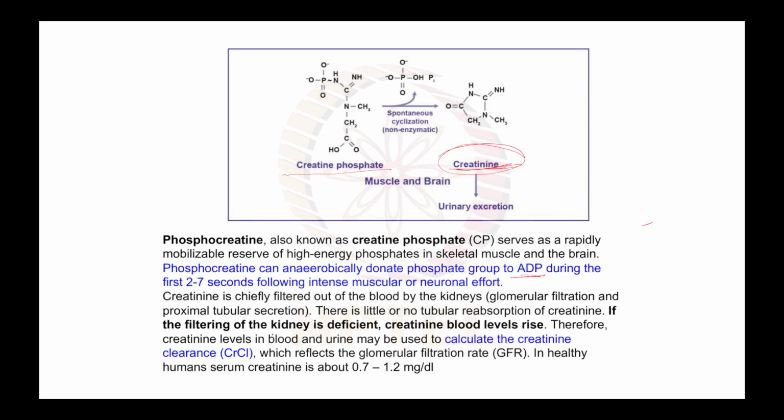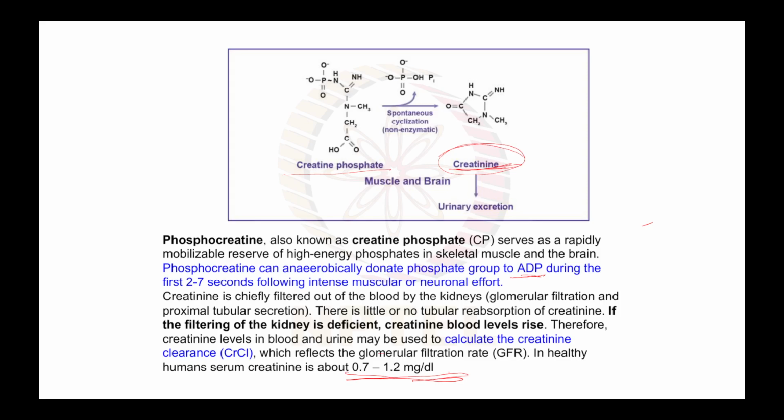If the filtering of the kidney is deficient, creatinine blood level rises. Okay, so usually whatever creatinine is there in the blood should be actively filtered by the kidneys. The creatinine levels in blood and urine may be used to calculate the creatinine clearance, CrCl, which reflects the glomerular filtration rate. In healthy human serum, creatinine is 0.7 to 1.2 mg per dL.